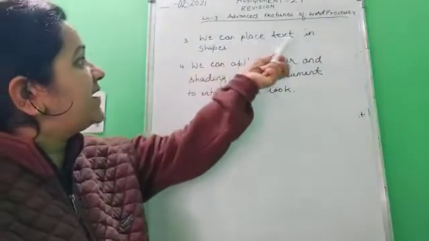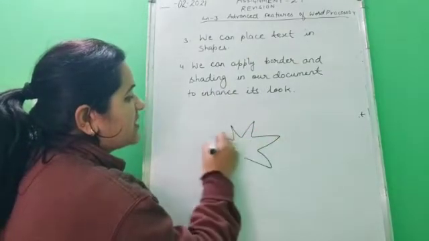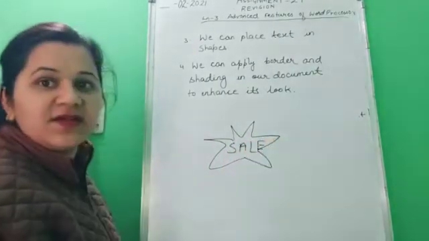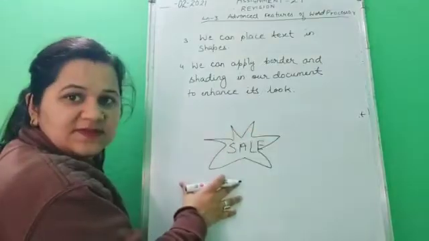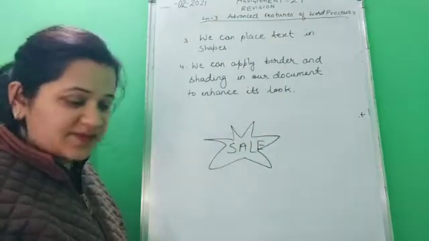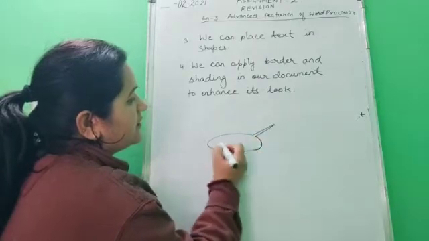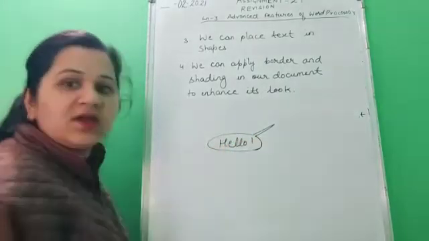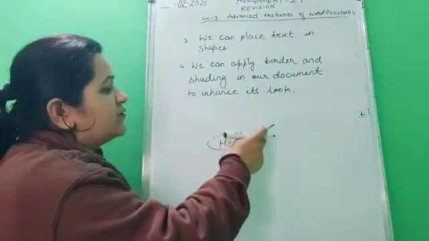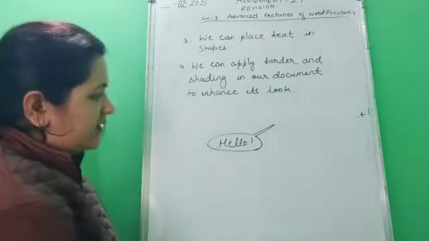Third point, we can place text in shapes. Children, suppose you have inserted this star shape in your document and now you want to write down something interesting on it, like sale. So we can draw the basic shapes in our document, and also we can write inside those shapes. Like this, you have inserted the shape. You have to select the drawing tool and then you can click on this particular shape, and also you can write inside it whatever text you want to write down.